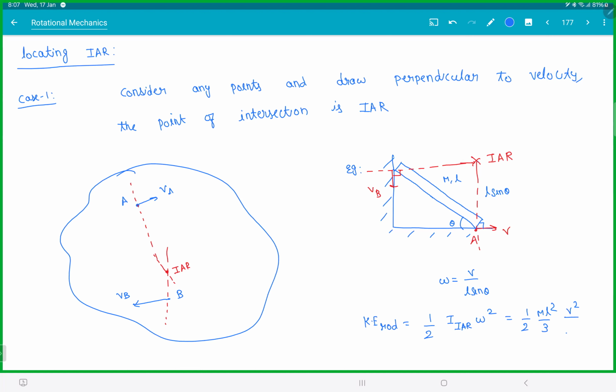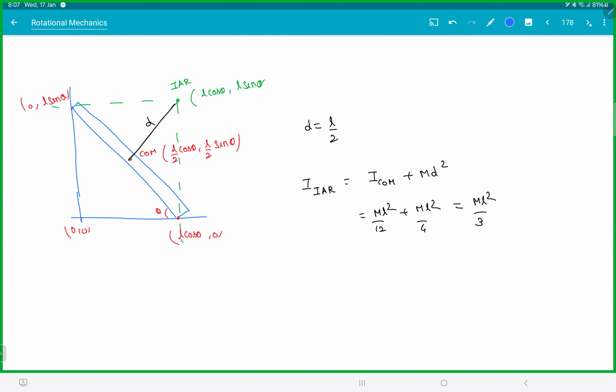Omega square will be v square by L square sine square theta. So the kinetic energy of the rod will be mv square by 6 sine square theta. It does depend on theta. Check what I did: I found the coordinates of the center of mass and the IR, and I found the distance between them. Then I used the parallel axis theorem. Moment of inertia is not depending on theta here.